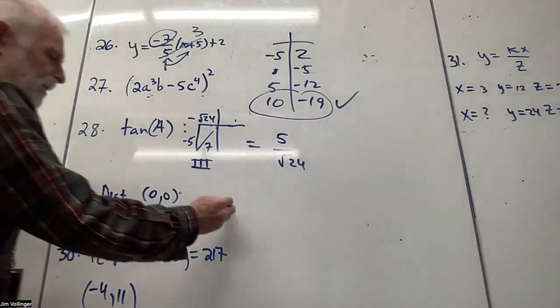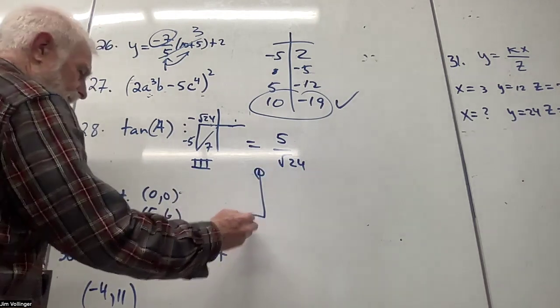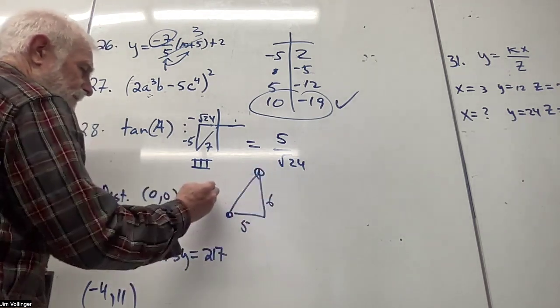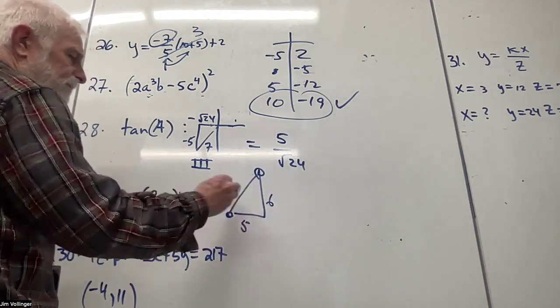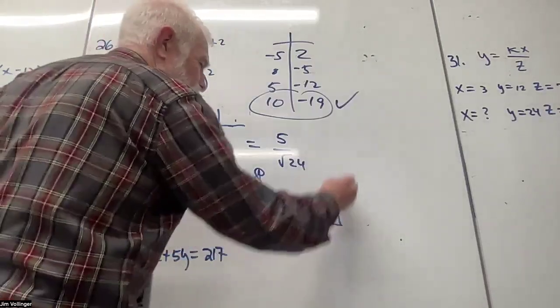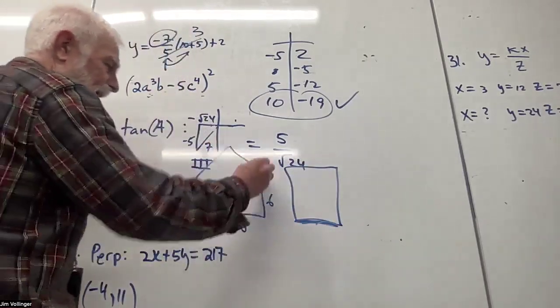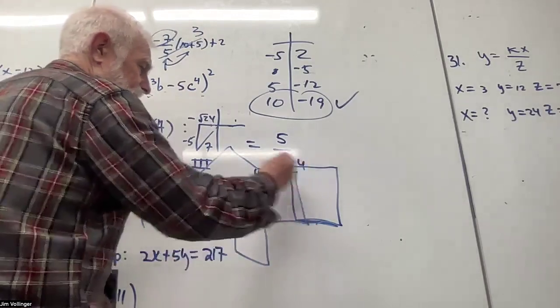Distance. Okay, so we go from one place to another place. So I've changed by 5. I've changed by 6. Looks like that distance is 25 and 36, 51. So this is the square root of 51, because a square root is the side of a square. And we're doing Pythagoras like so.